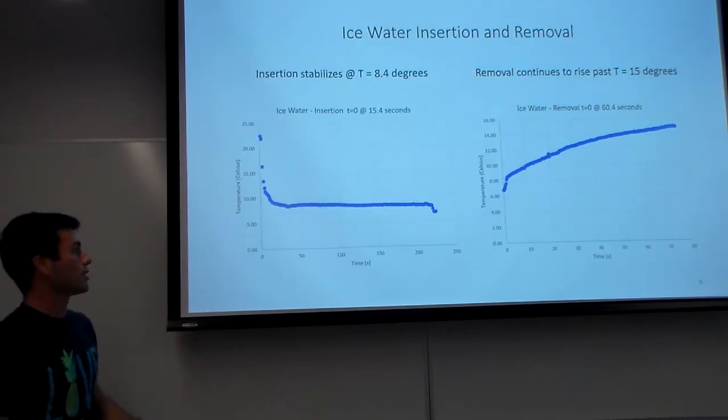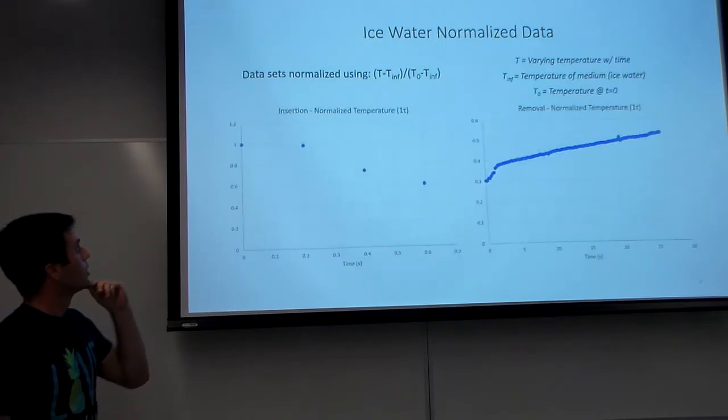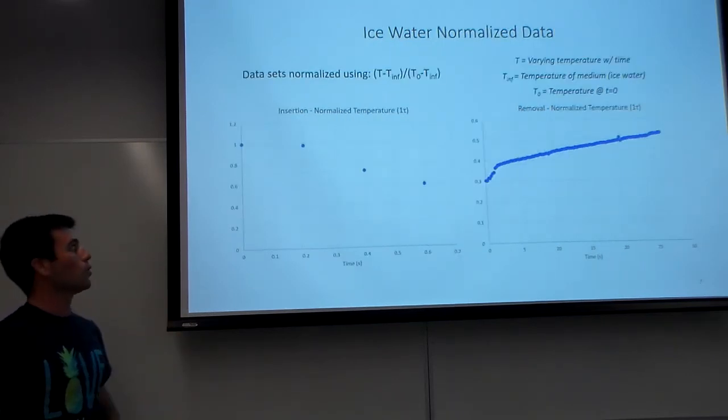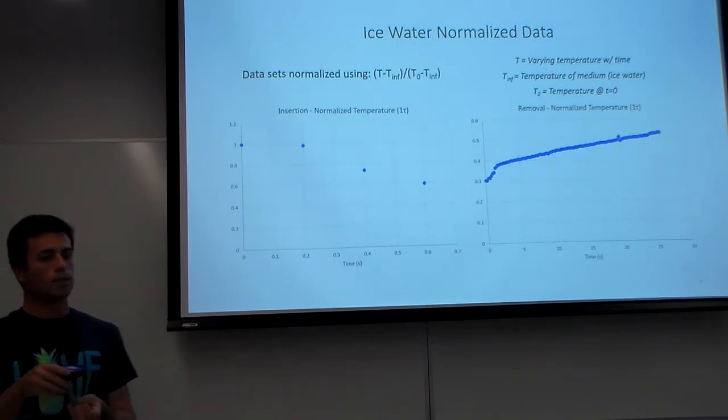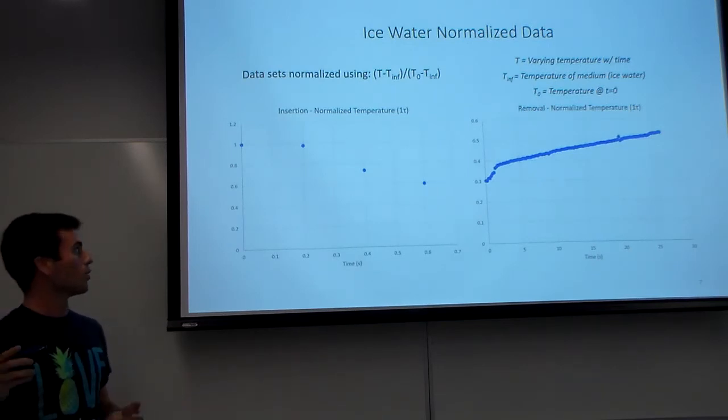This is just a separation of that same data, so you can see the difference. We don't need to spend much time on this. This is the plots for the normalized data. Essentially for the normalized data, we just basically scaled it down so that we can work with it better.